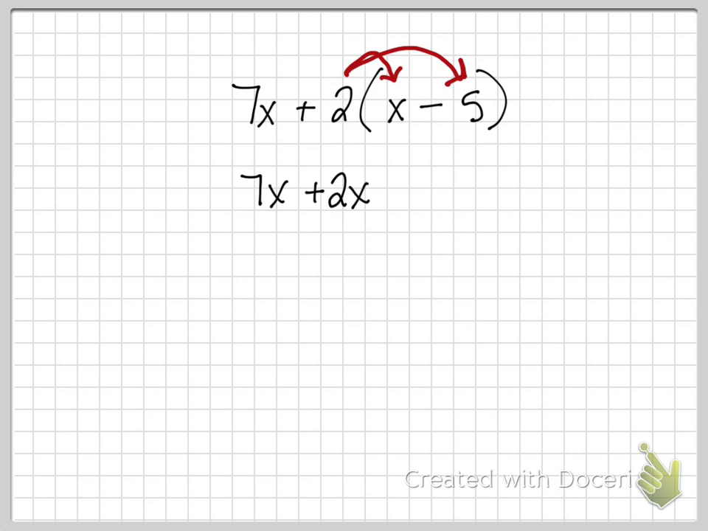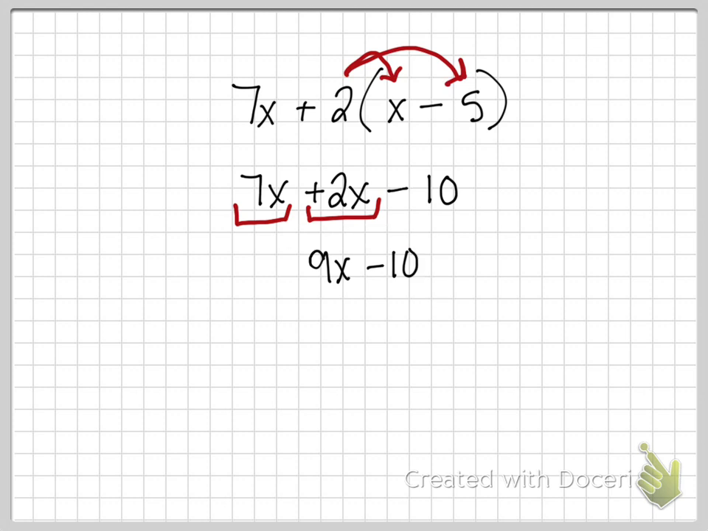Good. And what sign are we going to put in? Subtraction. Good. So 2x minus 2 times 5 is 10. Now that we've distributed and gotten rid of those parentheses, we can combine like terms. Colin, what would you do? Good. Perfect. So 9x. 7x plus 2x is 9x. Minus 10, because that's not a like term.